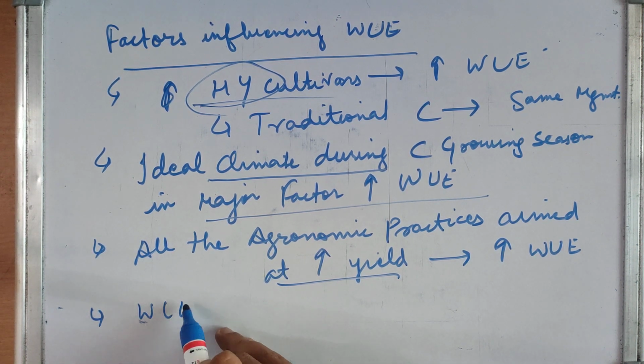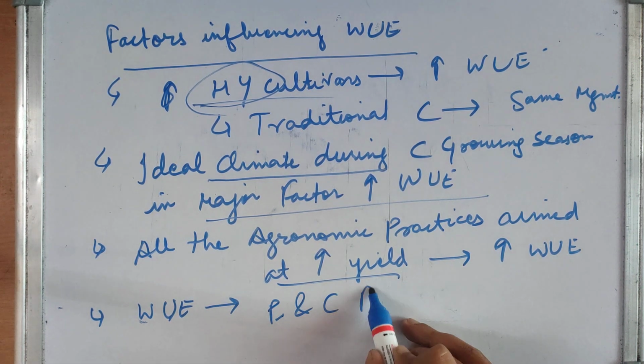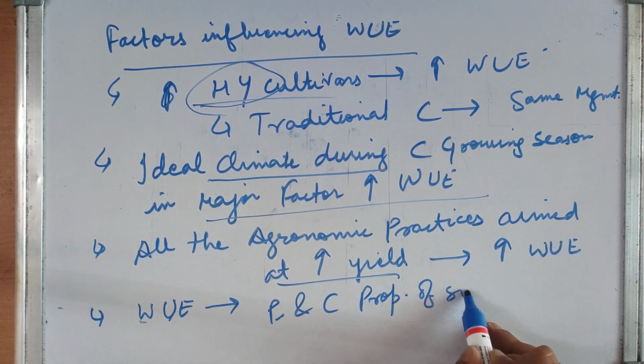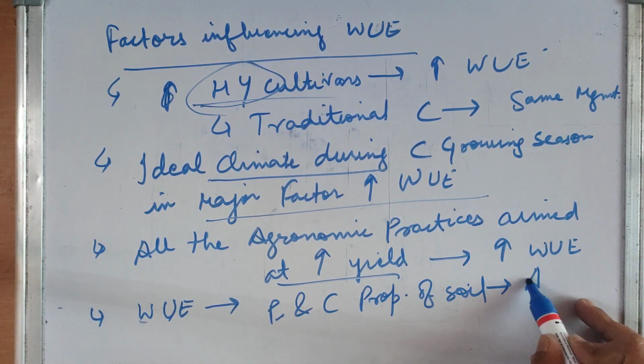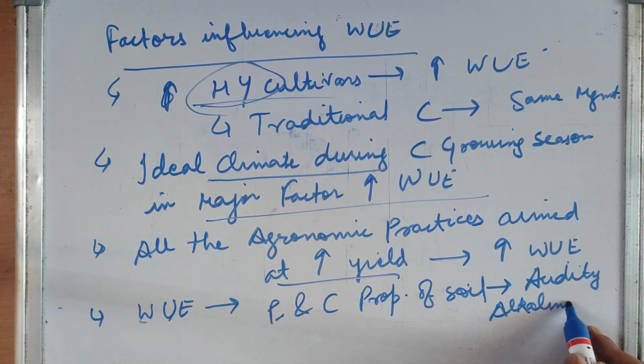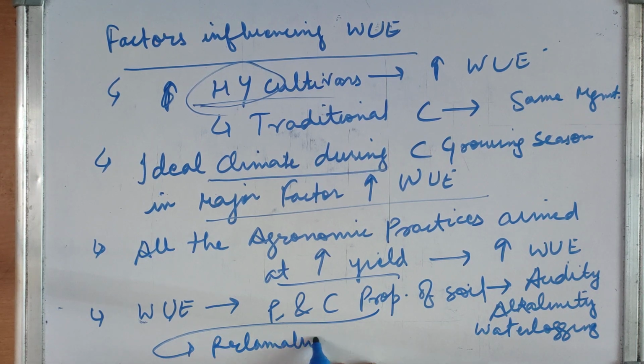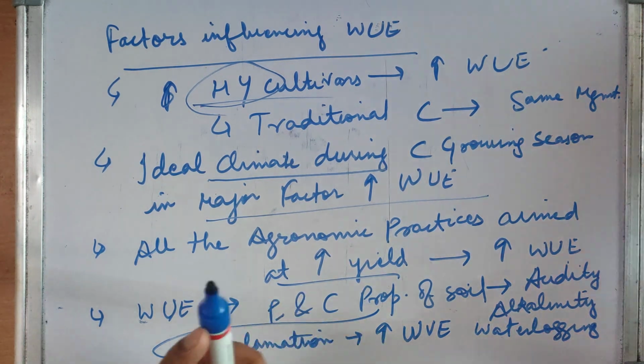Water use efficiency also depends upon physical and chemical properties of soil, such as acidity, alkalinity, waterlogging, and reclamation. Reclamation of these problems will significantly increase water use efficiency. So these are some of the factors which impact water use efficiency.